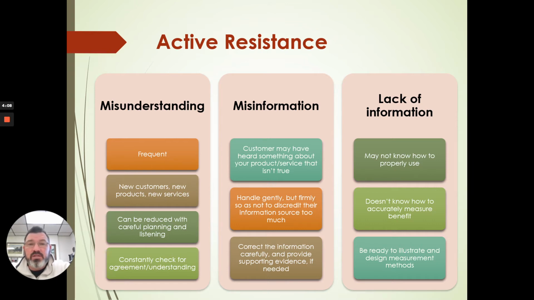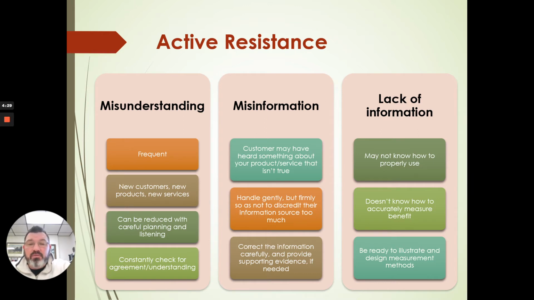Next is misinformation. Oftentimes this is the rumor mill type stuff that may come around that's sometimes difficult to get over, because they hear it at the coffee shop or the neighbor said so. They've heard something about your product or service that maybe isn't true, but they have that perception to begin with. And so you've got to clear that objection before you can go forward.